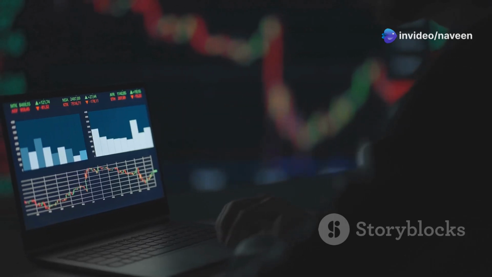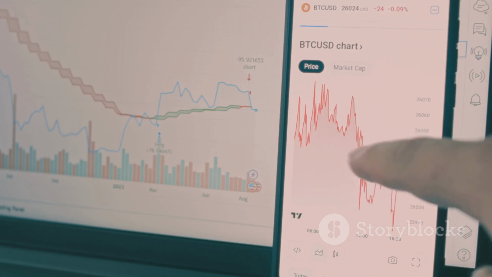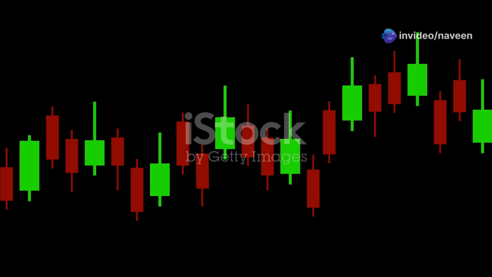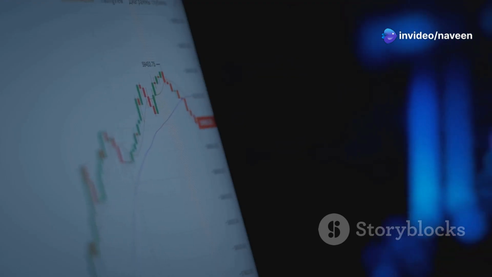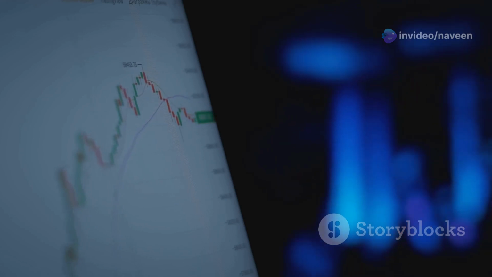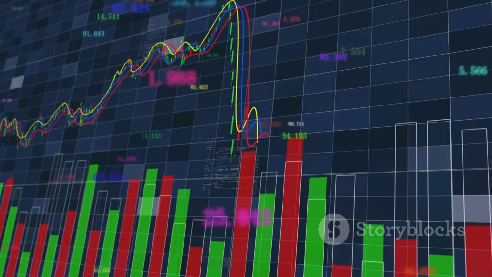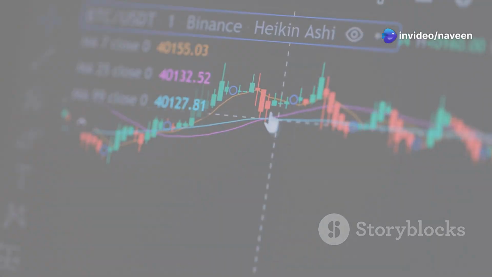Some common chart patterns include head and shoulders. This pattern indicates a potential reversal from an uptrend to a downtrend. Double top and double bottom. These patterns signal potential trend reversals. Triangles. These patterns suggest a period of consolidation before a potential breakout. Flags and pennants. These patterns indicate a potential continuation of the current trend.